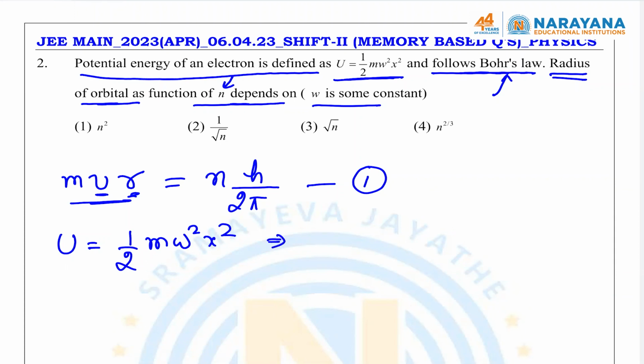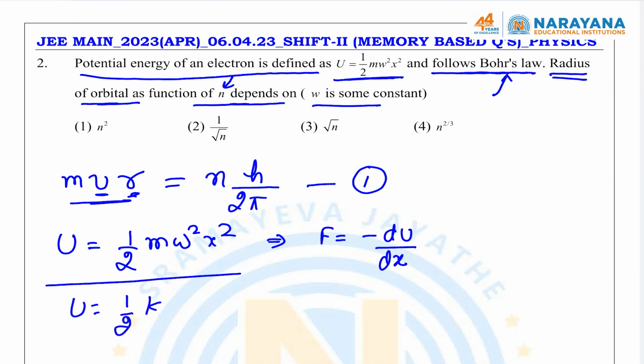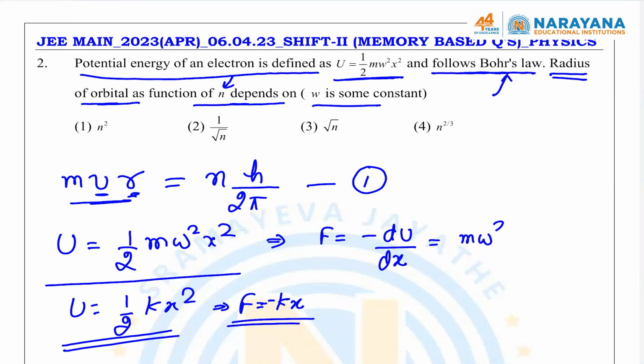So using this, I can find the force. Force is minus dU by dx. If you don't remember this formula, you can think of this as U is equal to half kx square, which is the energy of a spring. And you know that the force exerted by a spring is negative kx, because force is in the opposite direction to the elongation. Otherwise, we can differentiate, and I'll get m omega square x with a negative sign. The negative sign only indicates that this is radially inward, and it is this force which is responsible for the circular motion.